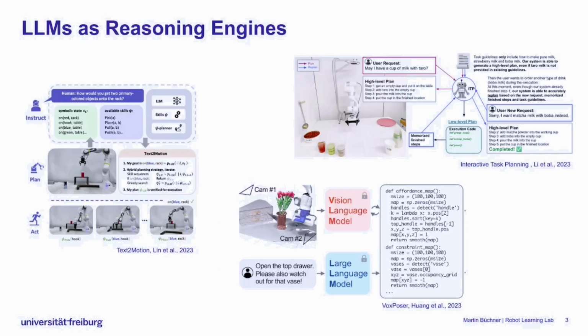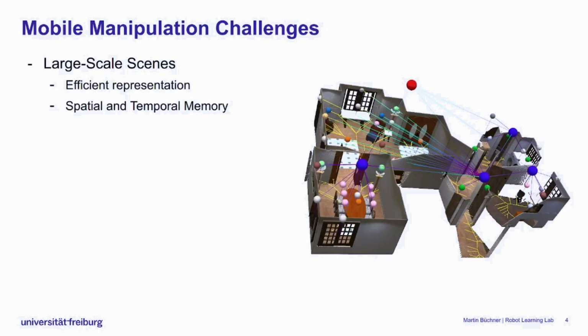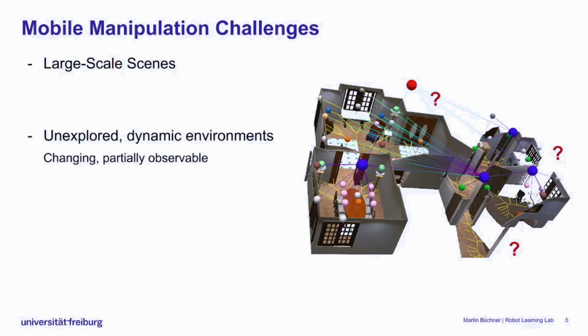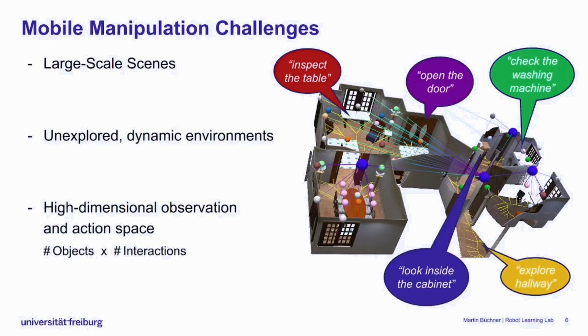In the last year, LLMs have proven their capability of high-level reasoning. This was mostly demonstrated in tabletop scenarios or fully observed environments that lacked physical grounding of actions. The task of mobile manipulation, however, poses a new set of challenges. First of all, we face large scenes that require an efficient spatial and temporal memory. Secondly, we face unexplored dynamic environments. And third, we face a myriad of potential actions to execute.